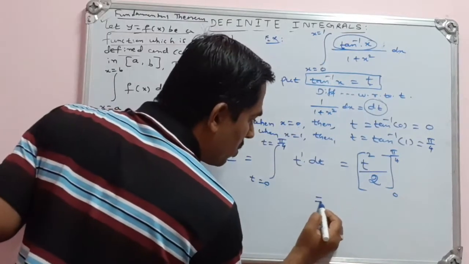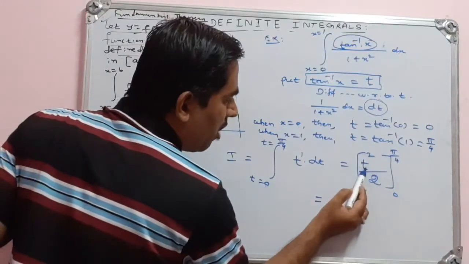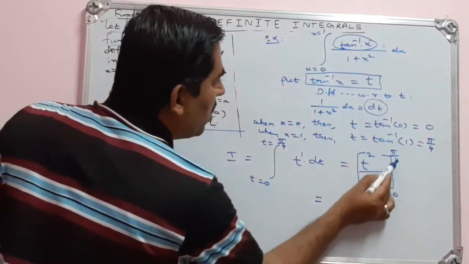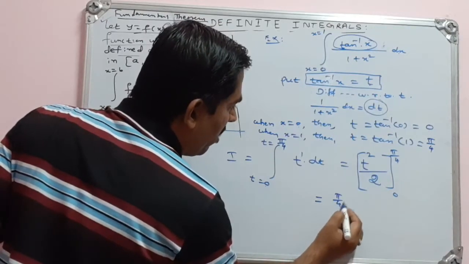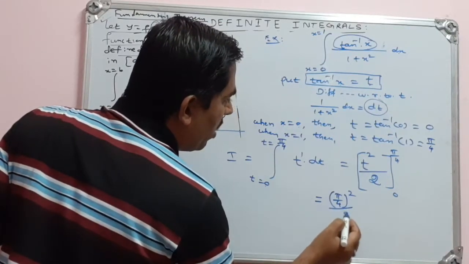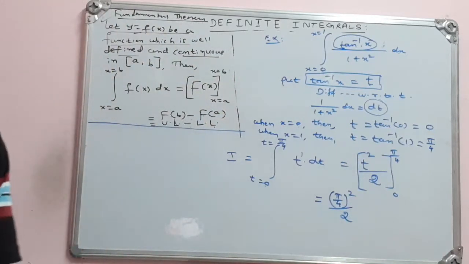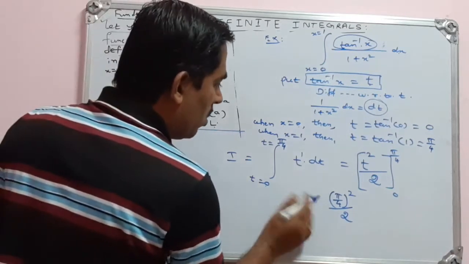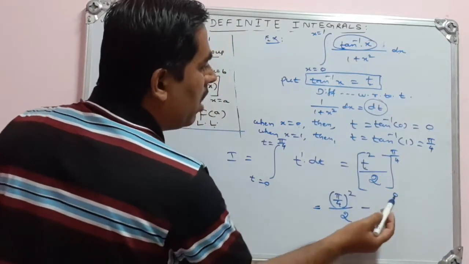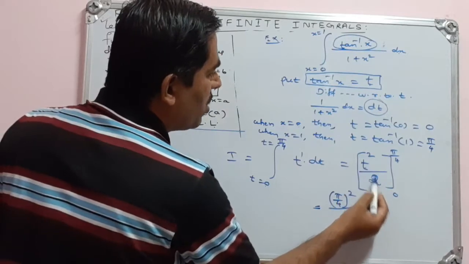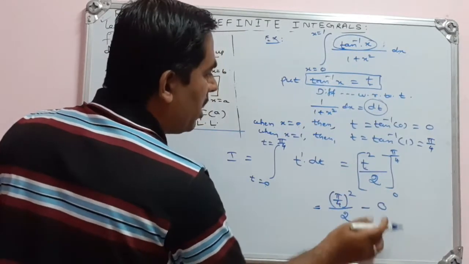Now I can substitute the upper limit. What is the upper limit here? Pi by 4. Instead of t, you substitute pi by 4. So in place of t, I write pi by 4 whole square divided by 2. This is the upper limit. That is equal to pi by 4 whole square divided by 2, upper limit, minus the lower limit. The lower limit is 0. 0 square means 0, 0 by 2 will be 0. So upper limit minus lower limit.